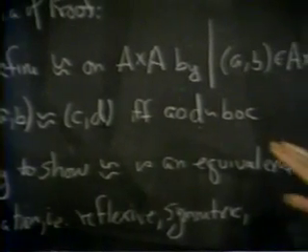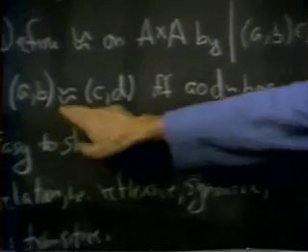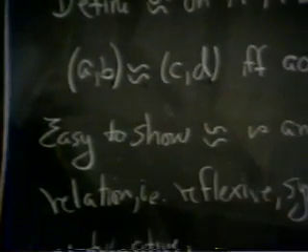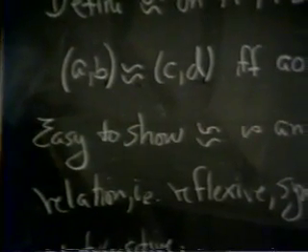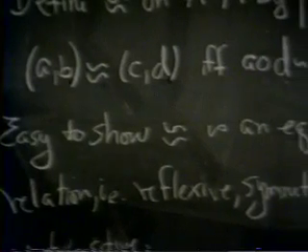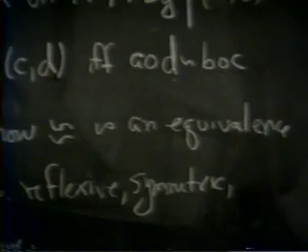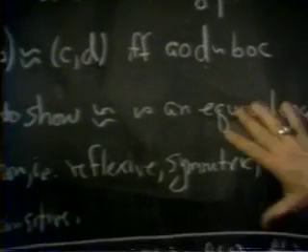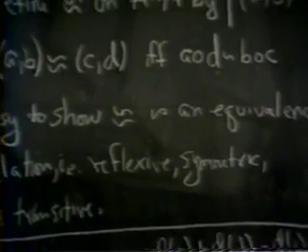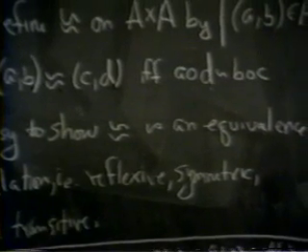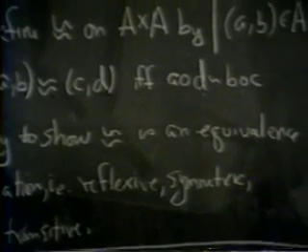Now, the next step in the proof is to prove that this relation, double squiggle, is in fact an equivalence relation. That is, that it is reflexive, symmetric, and transitive. That's not terribly difficult to do. Incidentally, the proof that I'm outlining is worked out in detail on pages 78 to 81 of the Foundations of Measurement.